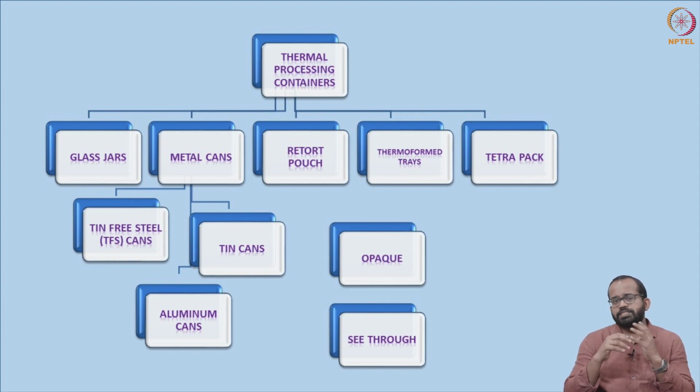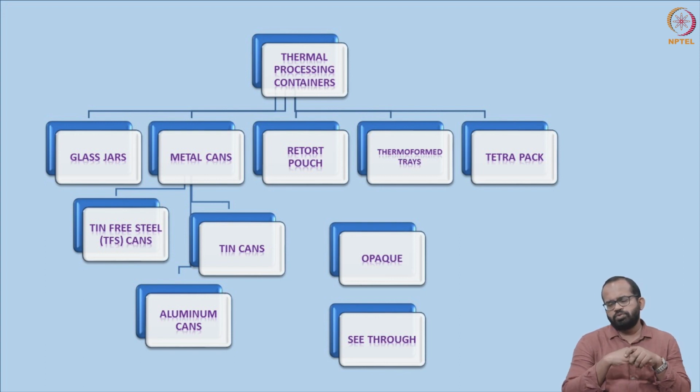In the case of flexible pouches or flexible containers, it is the retort pouch that is very frequently used for canning purposes. A retort pouch is basically a multi-laminate pouch. In the retort pouch, there are two varieties that we find. One is opaque retort pouches, and one is see-through retort pouches, and that is one category. And another category is semi-rigid containers.